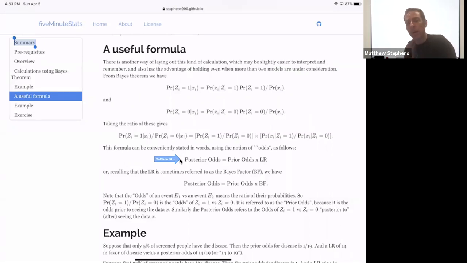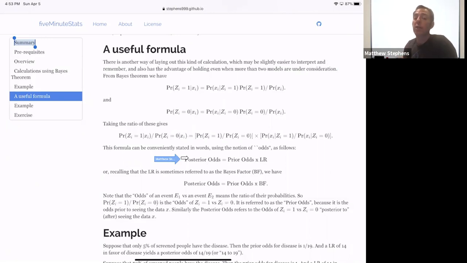So let me just give you an example. If we know 5% of individuals are diseased, the prior odds is 5 to 95, or roughly 1 in 19. And the likelihood ratio is 14. So I can do a posterior odds there, which is 14/19, which I know is just less than 1. So I can already tell in my head that the posterior odds is just less than 1.